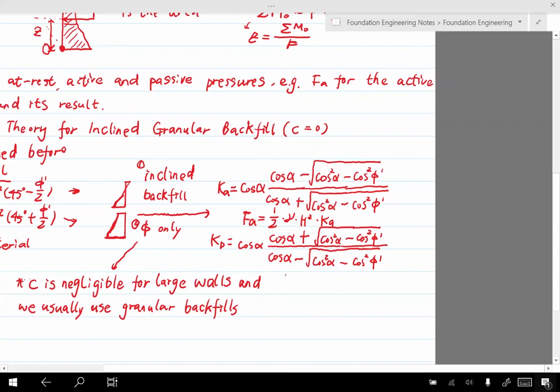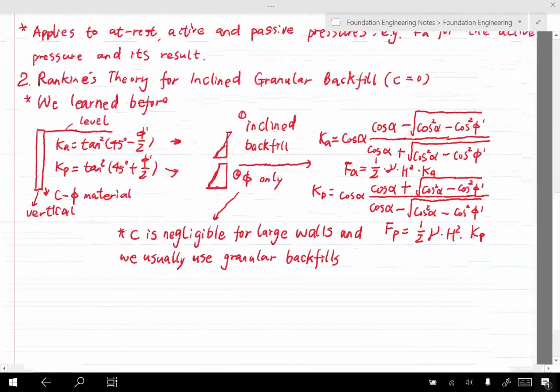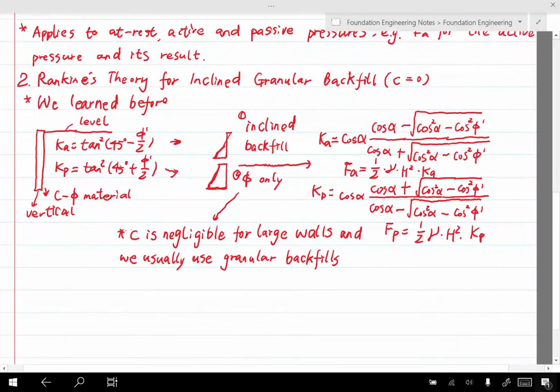And Fp also has the same equation. So it's 1/2 times gamma times h squared times Kp. That is the Rankine's theory for earth retaining structures. And we add a few things to the theories that we learned before. Now we have backfill inclination, and we simplify the C-phi material into phi material based on the field conditions, because the backfill materials that we use are mostly the materials without cohesion. That's the phi material.